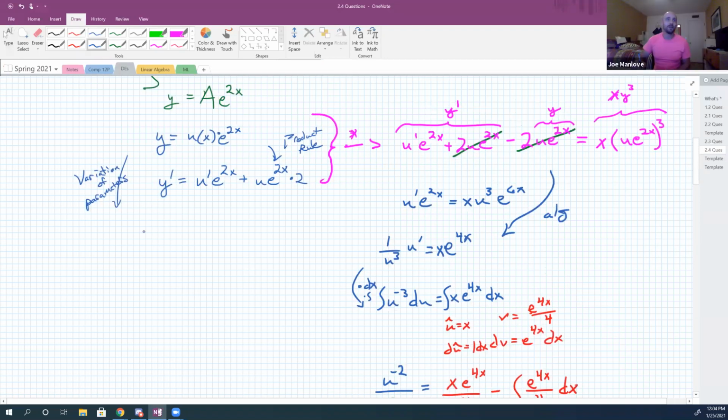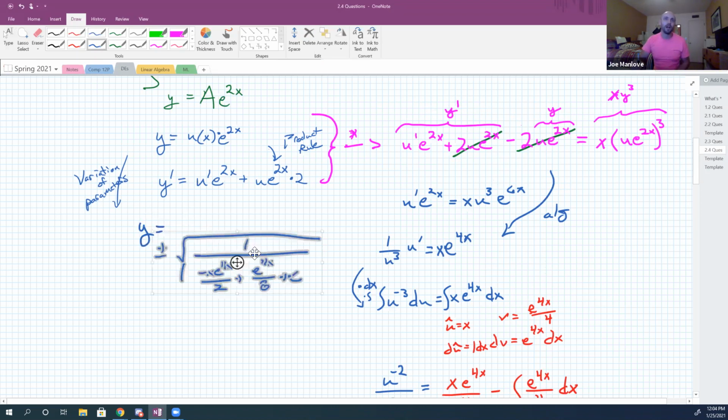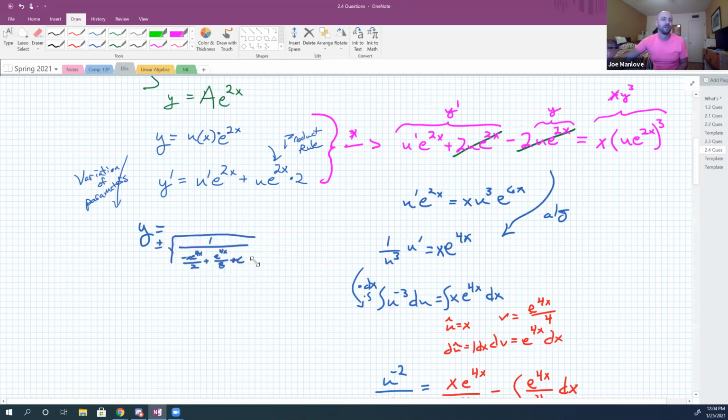Yep. So back up here, variation of parameters. At the end of variation of parameters, you get Y is your function U, which is this whole thing, which I can't make much smaller without making it illegible, times e to the 2x. You guys all see that? And there's some manipulation you can do with this thing if you want.